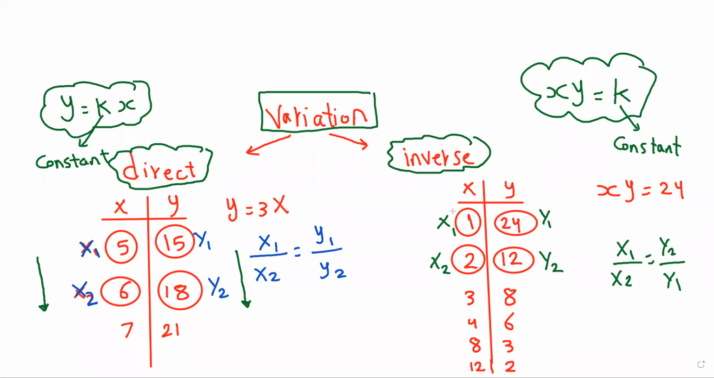Let's have a look at this table. Look at x. As x increases, y decreases. That's the inverse variation.